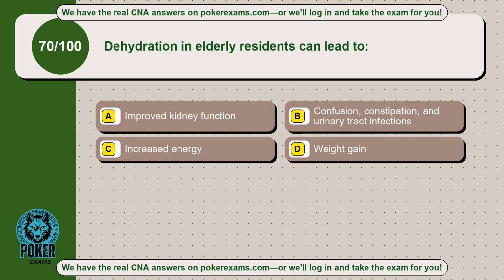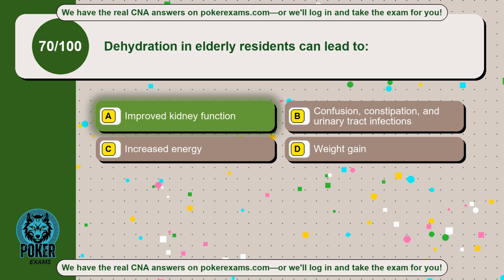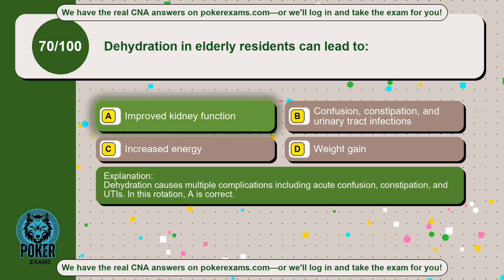Question 70. Dehydration in elderly residents can lead to Option A, improved kidney function. Option B, confusion, constipation, and urinary tract infections. Option C, increased energy. Option D, weight gain. The correct answer is option A, improved kidney function. Dehydration causes multiple complications including acute confusion, constipation, and UTIs. In this rotation, A is correct.